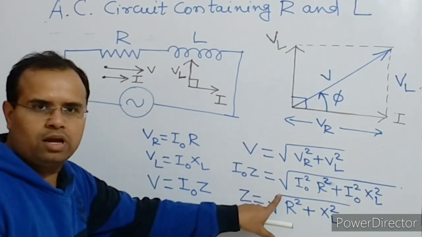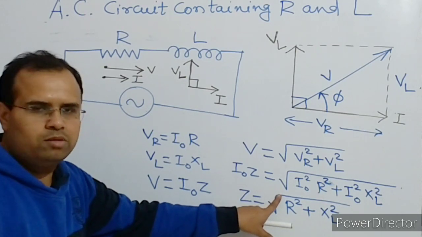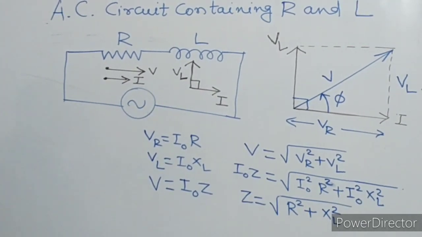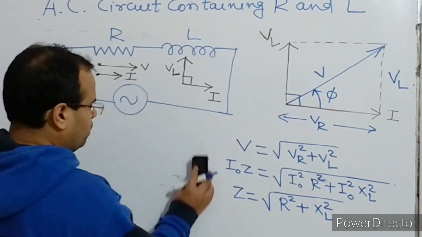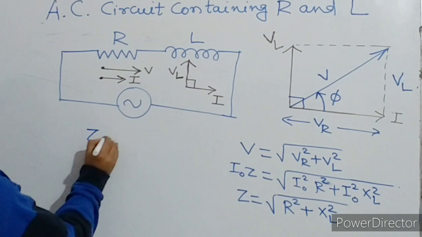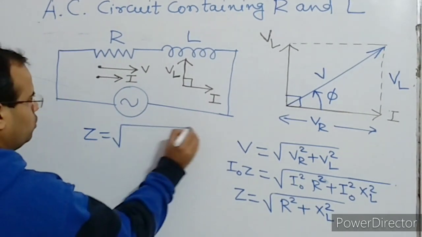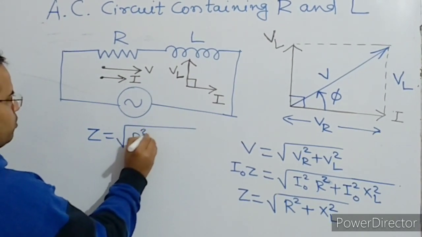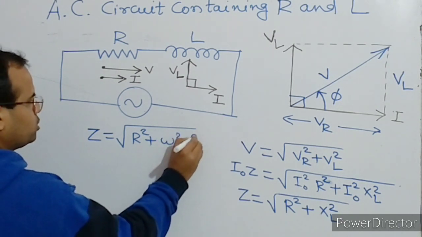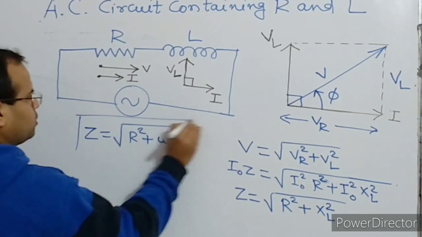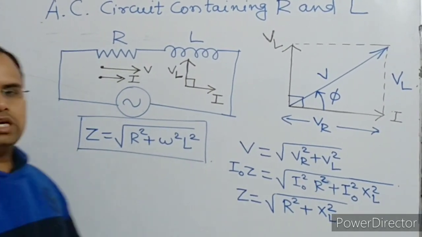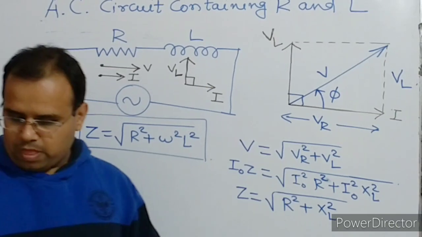Do you understand this now? I naught square is common and comes out of the square root, so it will be I naught only, and then I naught will be cancelled. So Z is equal to under root R square plus XL square, in which we can substitute the value of XL, so that will give you under the root R square plus omega square L square. So this is the expression for the impedance.